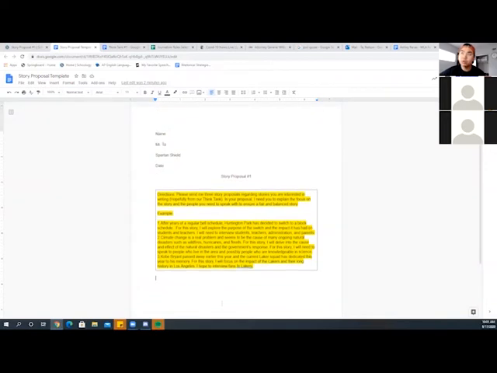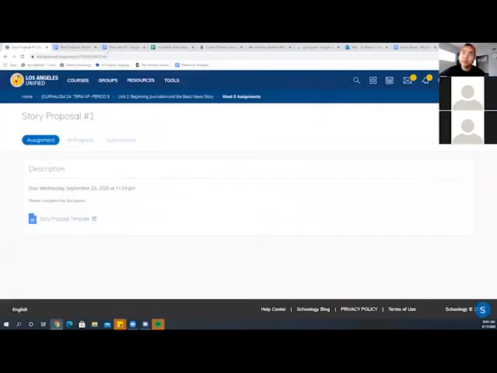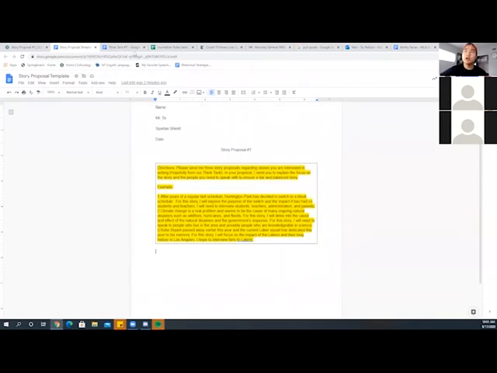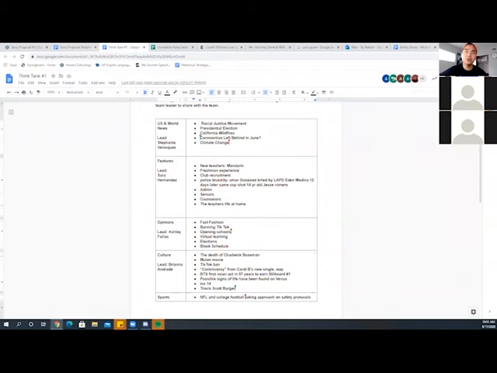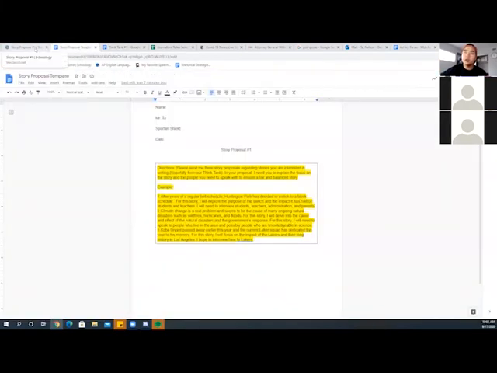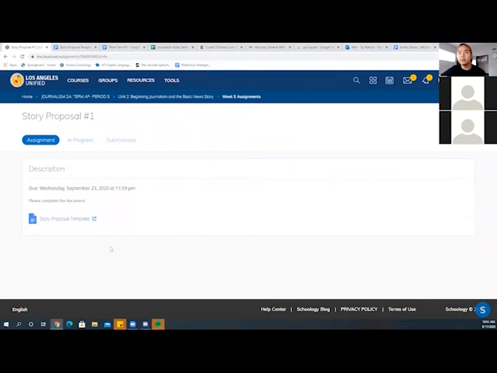You're going to download this and type in your proposal. Choose, of the think tank stories in here, three that you want to write about, that you think, okay, that's the topic I want to do. Type it in and then submit it. And then from there, I'll look at your story ideas and then assign you stories.